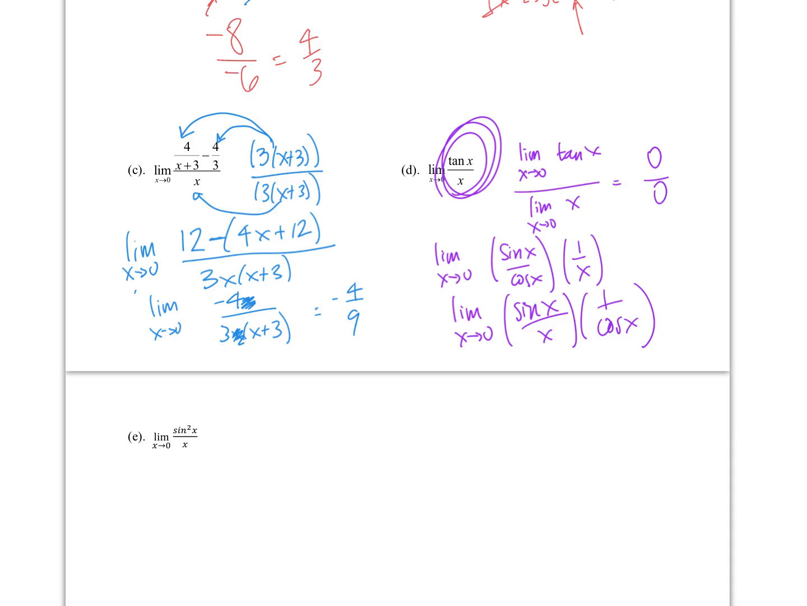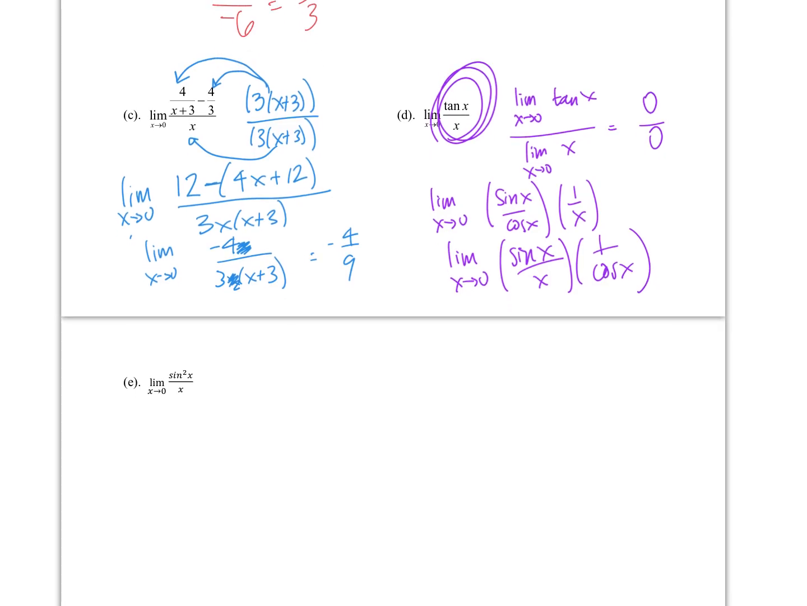And then if I break this apart using the product rule, I now have the limit as x approaches 0 of the sine of x over x times the limit as x approaches 0 of 1 over the cosine of x. This is something that you learned yesterday. We put it into a calculator. You have to have this memorized. That equals 1. And here, when I do direct substitution, the cosine of 0 is 1. And multiplying those together, you get 1.